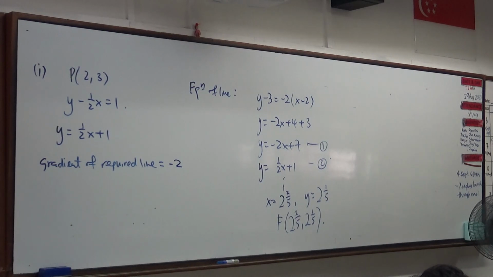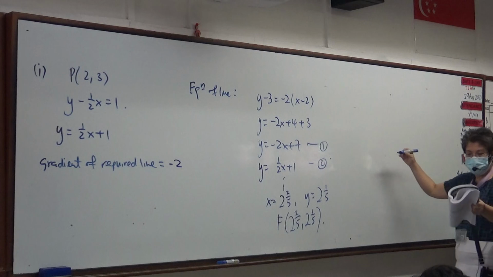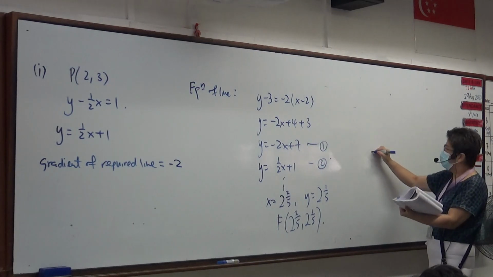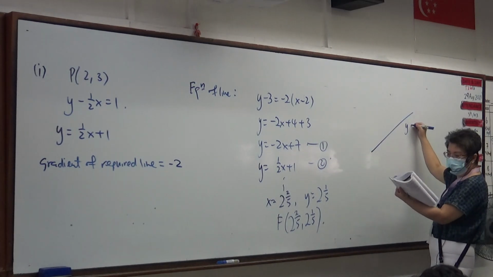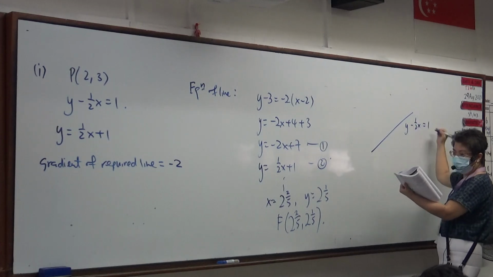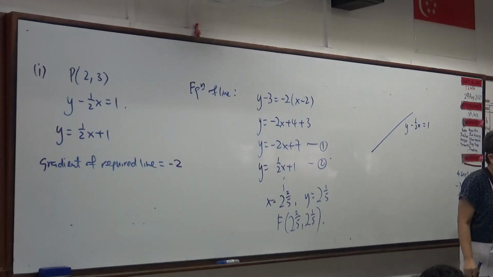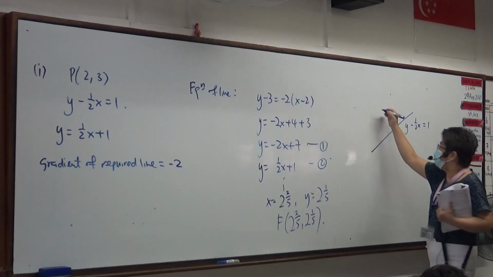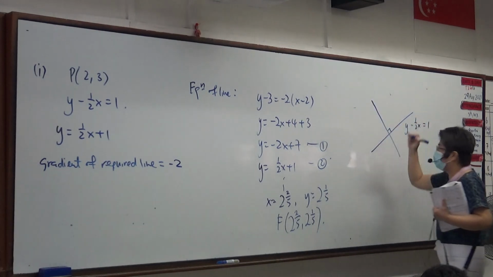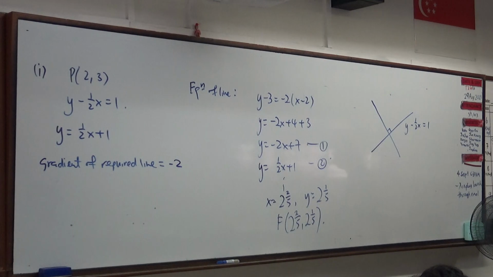Hence, find the shortest distance from P to the line. Shortest distance from P to the line. Now, a lot of people will not understand this question. Okay? I have a line, supposing it's this: y minus half x equals 1. Okay, now class. Shortest distance must be perpendicular, right? Remember? In your trigonometry we did it, right?